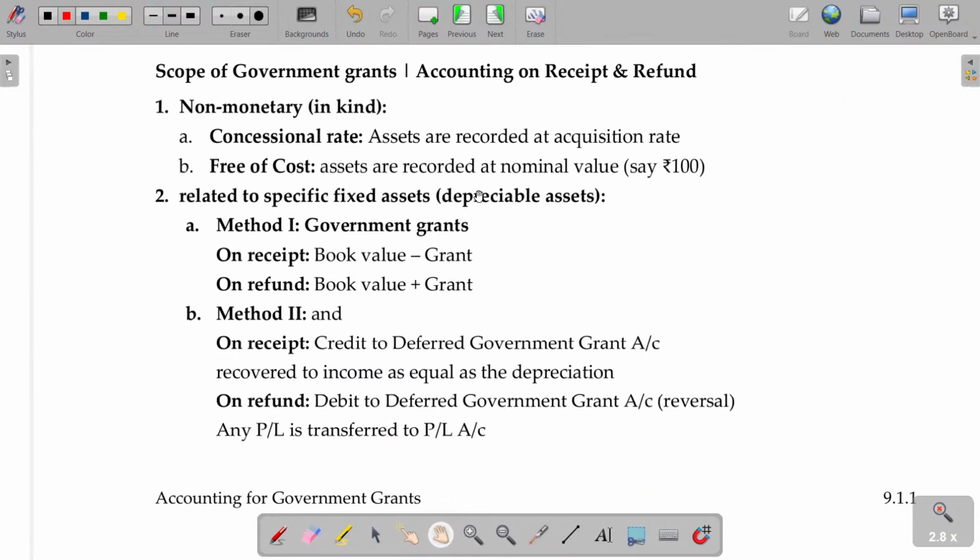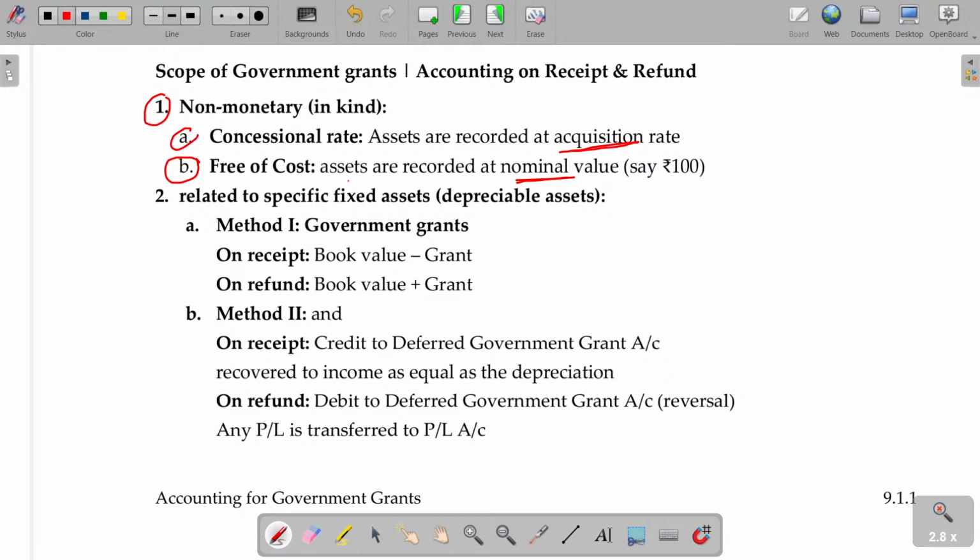Scope of government grants. Non-monetary: if you get an asset free of cost, though it is free of cost, you have to show the asset's value at nominal value. When you purchase the asset, you paid around 10,000 rupees. The worth may be 5 lakhs, but you paid 50,000 or 1 lakh. The actual amount you paid will be the value you have to show in your books.